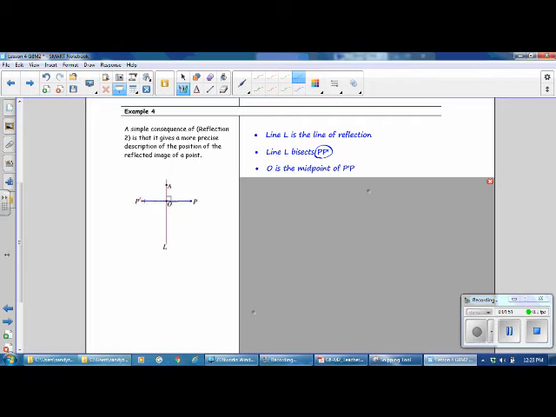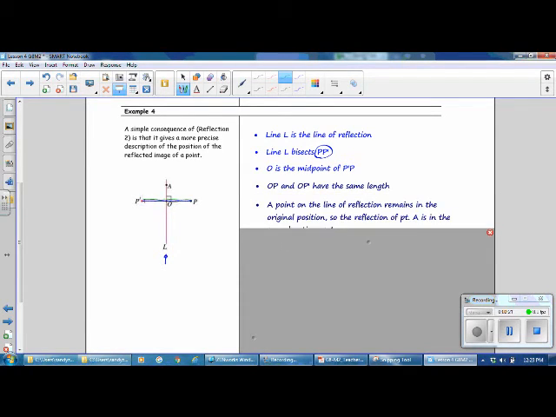So again, L is the line of reflection. Line L bisects, which means it cuts this segment PP prime exactly in half. O is the midpoint. OP and OP prime have the same length. Again, OP, which is the segment on the right, has the same length as OP prime on the left.